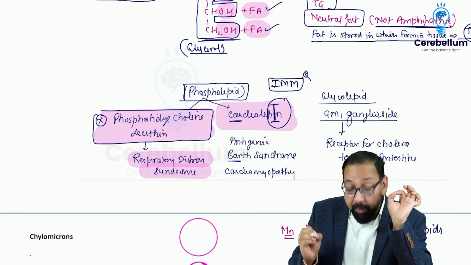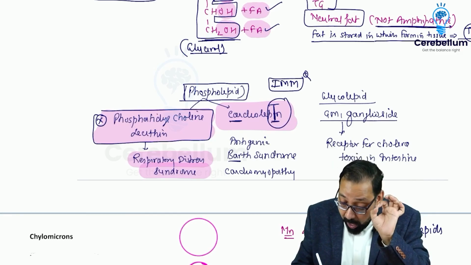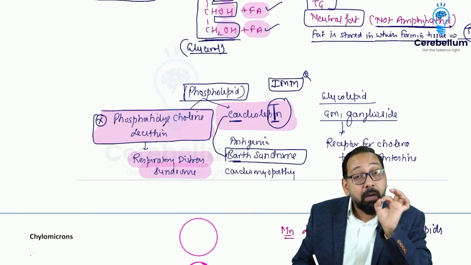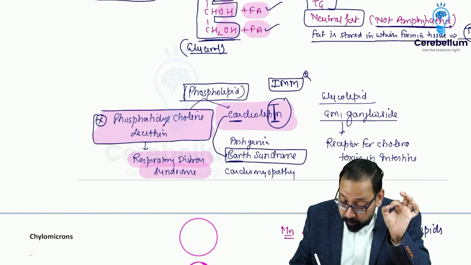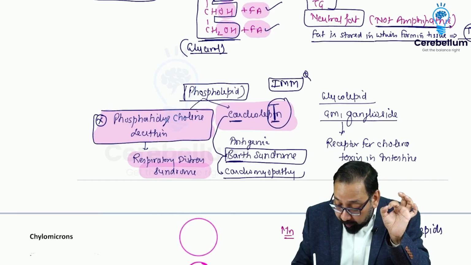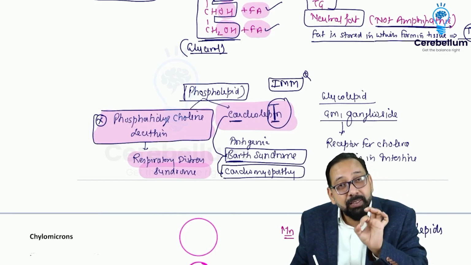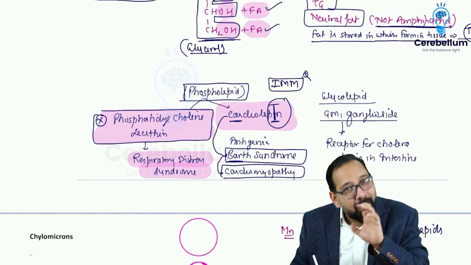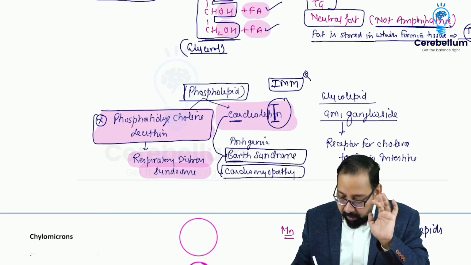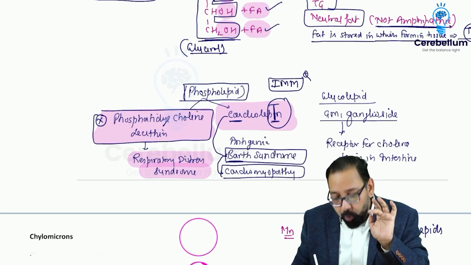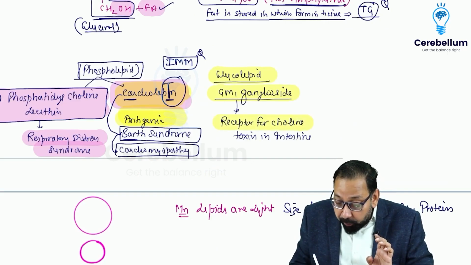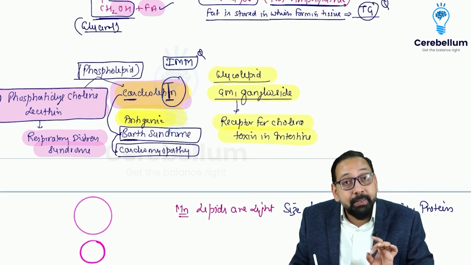First question: Barth syndrome. Cardiomyopathy. So Barth syndrome, cardiomyopathy. In Barth syndrome, there is a defect in cardiolipin remodeling. So if there is a cardiolipin remodeling defect, that is Barth syndrome and leads to cardiomyopathy. We found that this acts as a receptor for cholera toxin in the intestine.